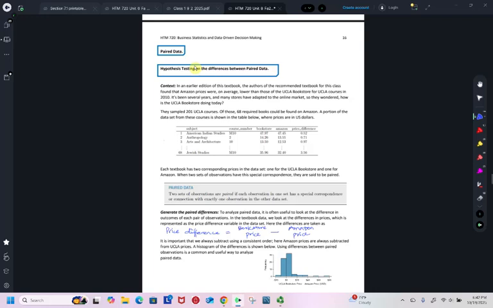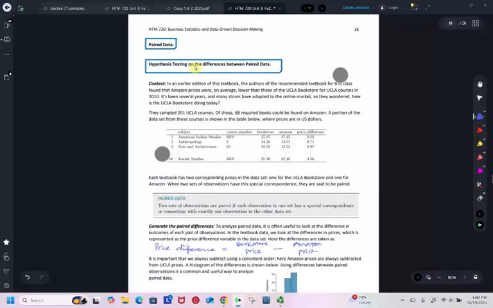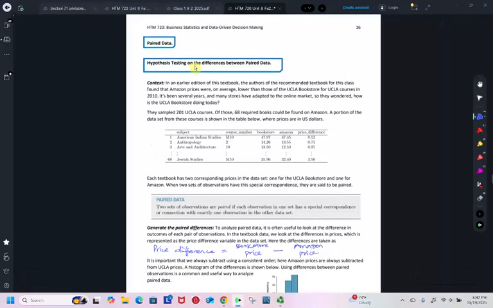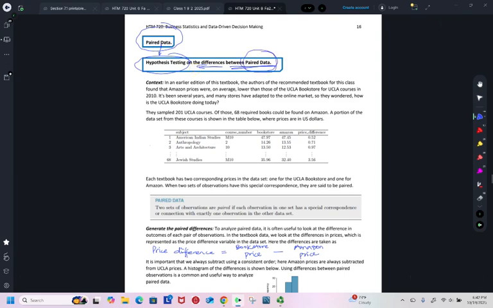In this video, we begin our discussion of inferential analysis of paired data. We're going to first look at hypothesis testing on differences between paired data. The best way to explain what paired data is to use an example.